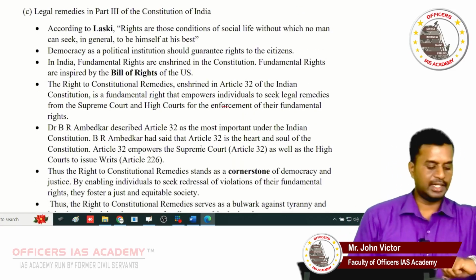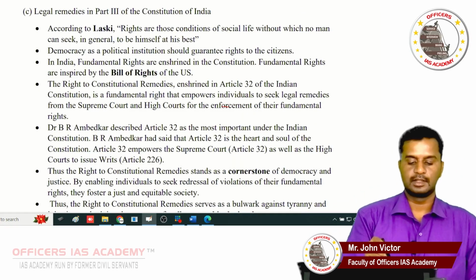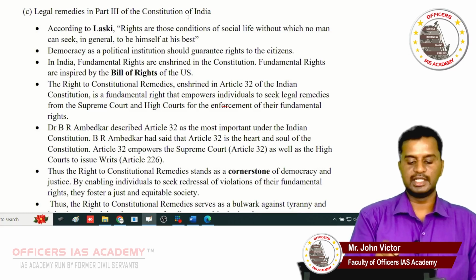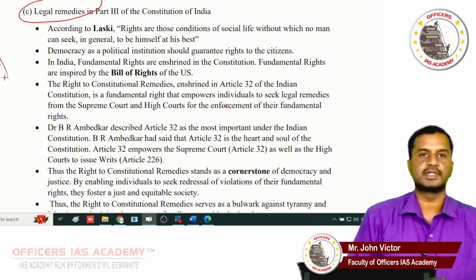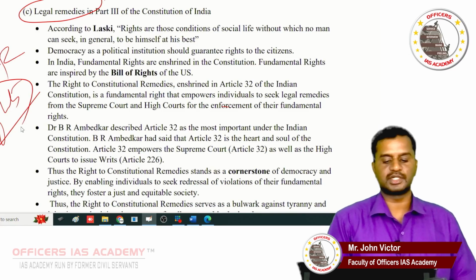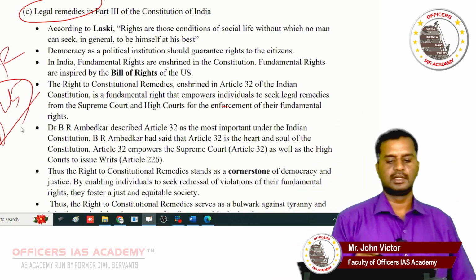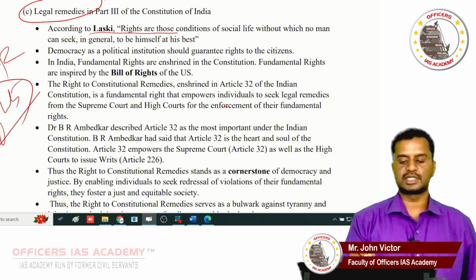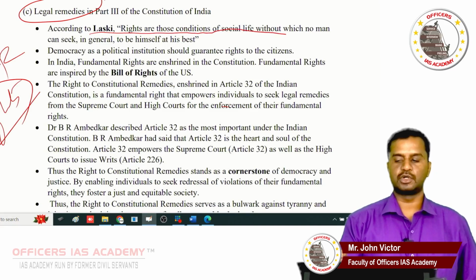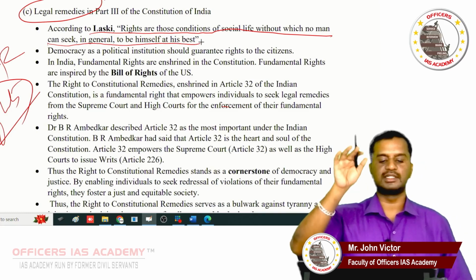Question C: legal remedies in Part 3 of the Constitution of India. Legal remedies are related to fundamental rights. So you have to touch on fundamental rights from the Indian perspective. Also touch on rights from a broader perspective from Section A and write about Article 32. Very simple. According to Laski, rights are those conditions of social life without which no man can seek, in general, to be himself at his best.